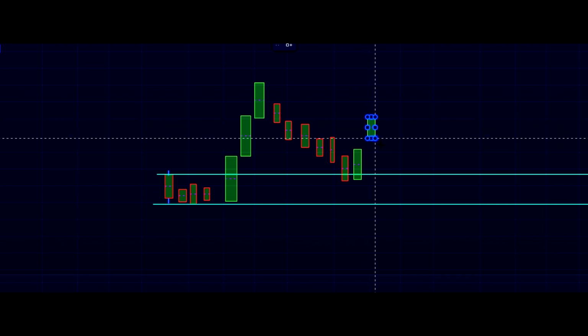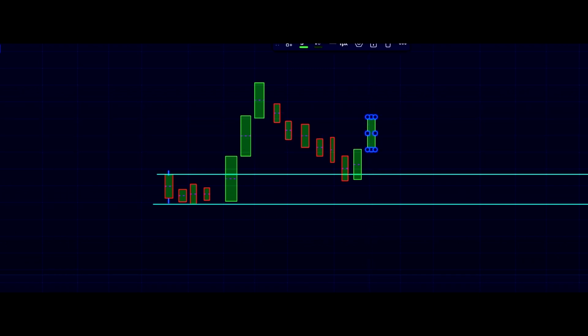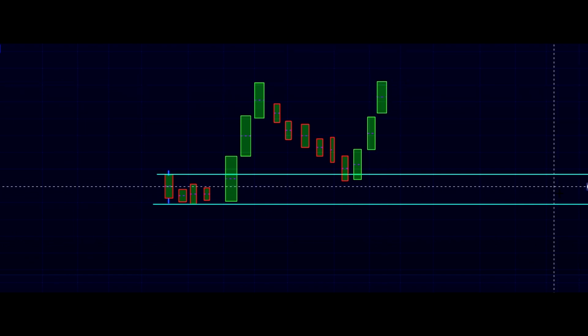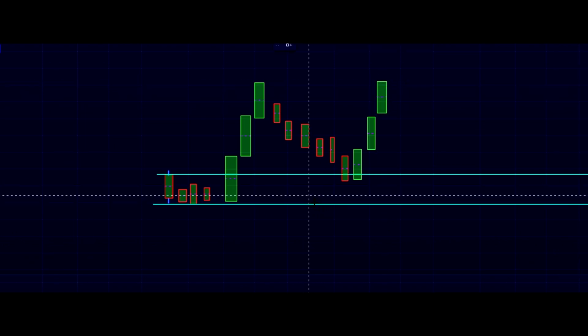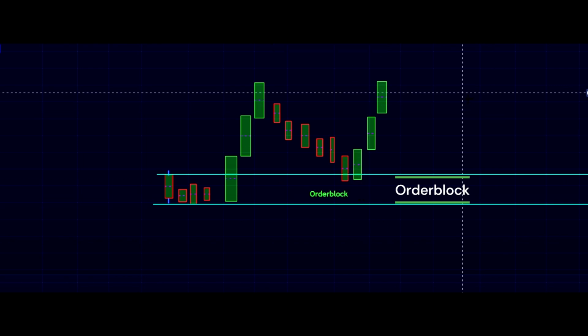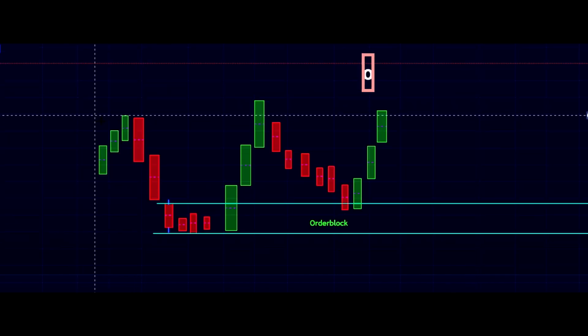When price revisits an order block, it often reacts strongly, making it a high probability area for entries. Think of order blocks as footprints of smart money left on the chart. In the later part of the video, let's understand how inducement is going to complement order blocks and make it a very high probability entry setup. The third concept is change of character.